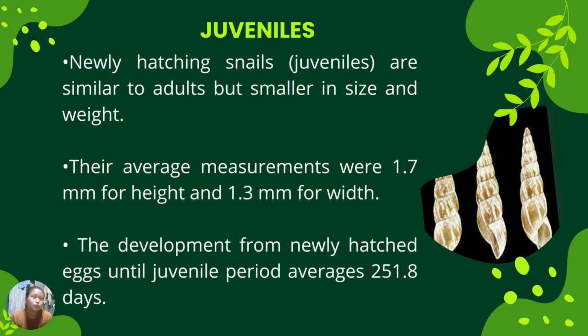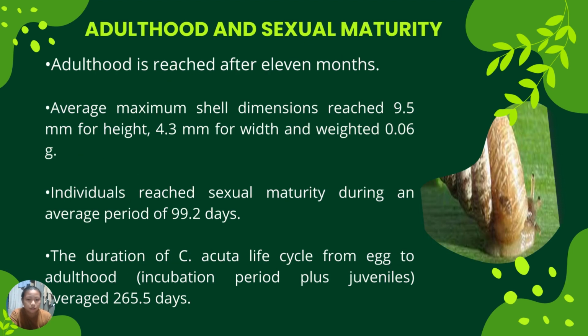So, juvenile. The juvenile stage is the younger stage of a snail. Newly hatched snails, juveniles, are similar to adults but smaller in size and weight. Their average dimensions were 1.17 millimeters for height and 1.3 millimeters for width. The development from newly hatched eggs until the juvenile period averaged 251.8 days. So from hatching until the young stage, it averaged 251.8 days. The dimensions are smaller since the snail is still young.